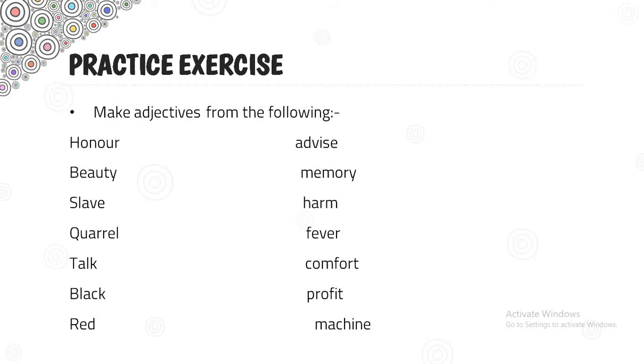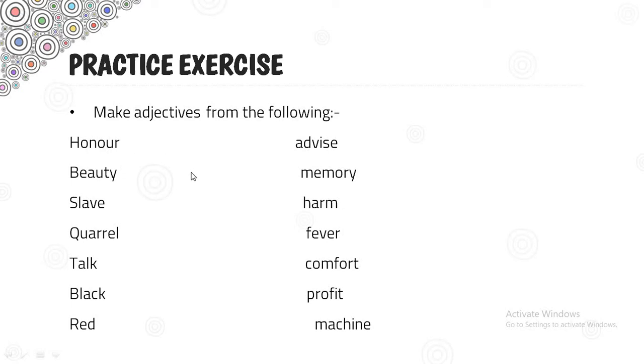Now there is a practice exercise. Before going ahead, let us do some practice. Make adjectives from the following. These can be a verb or a noun. Now with these we are going to change them into adjectives. This kind of exercise generally comes in the paper. Honor: when we make an adjective out of it, it becomes honorable.